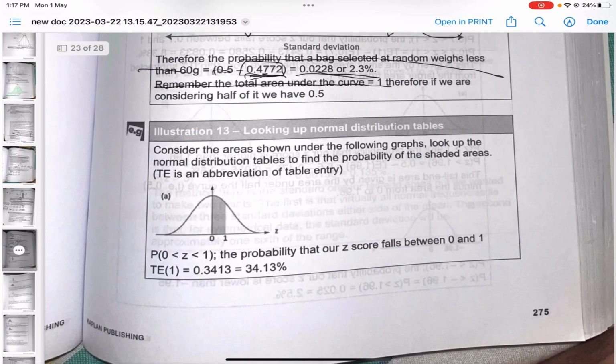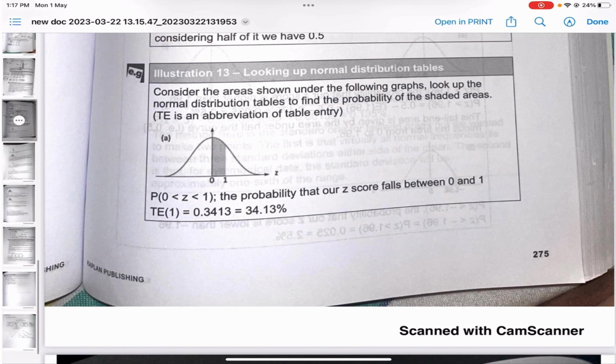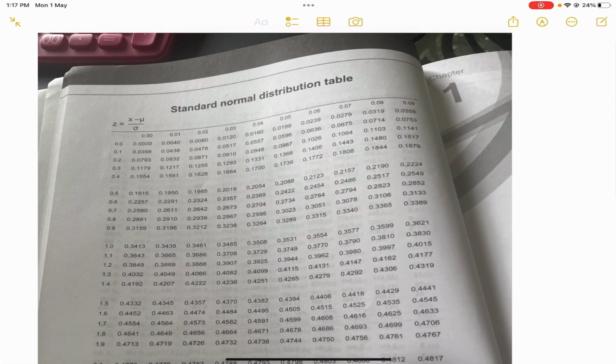Before you begin this illustration, this is something which you will be tested about in your exam for sure. It's pretty simple, trust me. You will also be given the standard deviation table in your question. But before that, open your textbooks. If you do not have one, I have just scanned and kept a picture over here. The standard normal distribution table would be given in the first page of your textbook, and also in your question paper.